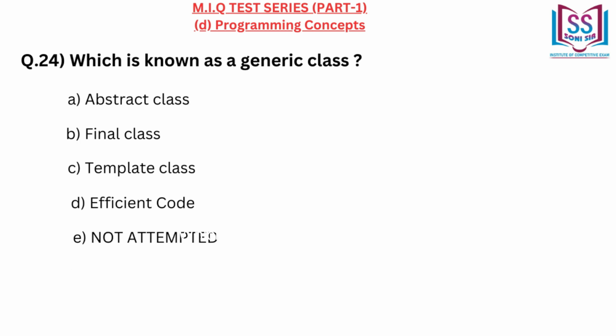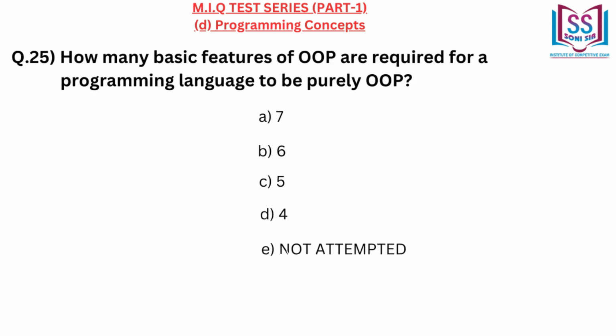Which is known as a generic class? A. Abstract class. B. Final class. C. Template class. D. Efficient code. How many basic features of OOP are required for a programming language to be purely OOP? A. 7. B. 6. C. 5. D. 4.